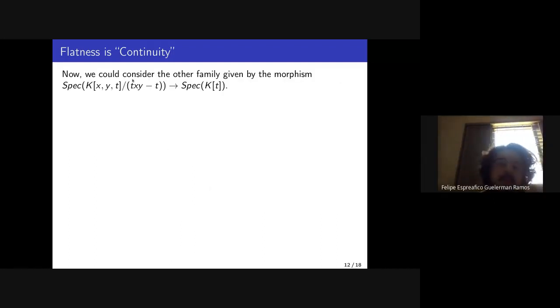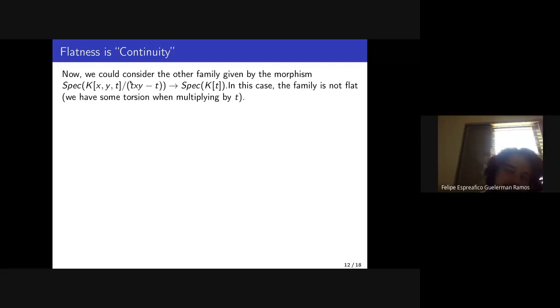But if we consider this other family, txy minus t, this is not flat, because we will have some torsion when we multiply by t here, because we have this quotient.